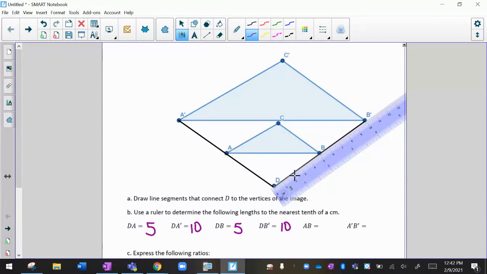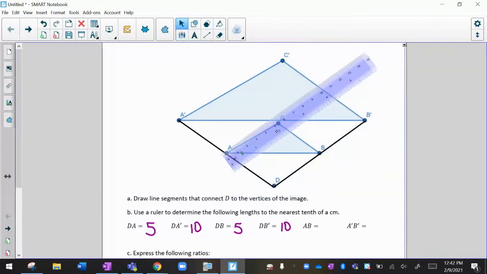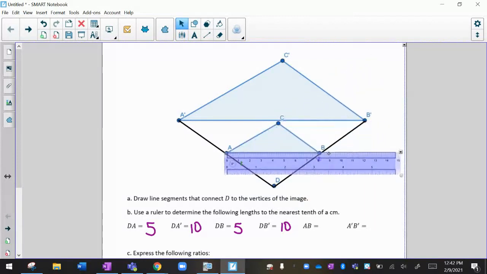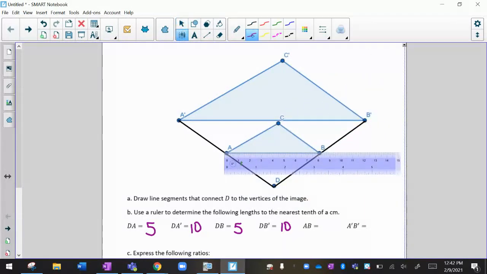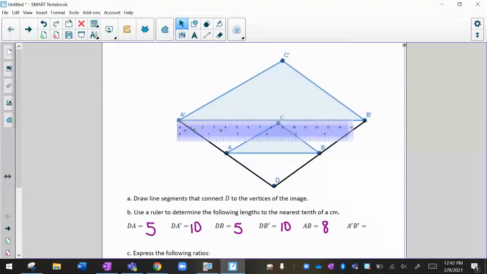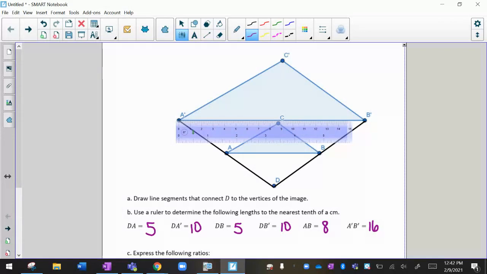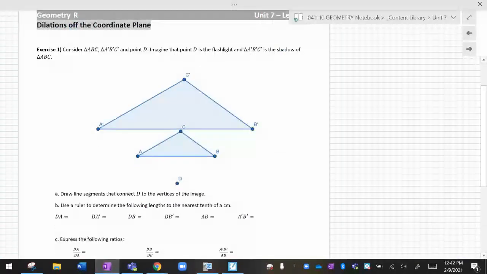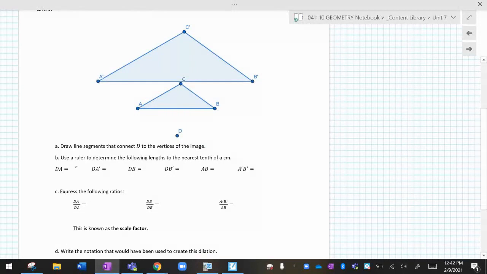Now I'm supposed to measure AB. AB looks like it's about 8. And A prime, B prime, let's see, it's 15 to there. I'm going to go out on a limb here and say that that's probably supposed to be 16. Again, I'm hoping you're measuring on your own and not just using mine. So I have all those measurements now: 5, 10, 5, 10, 8, 16.